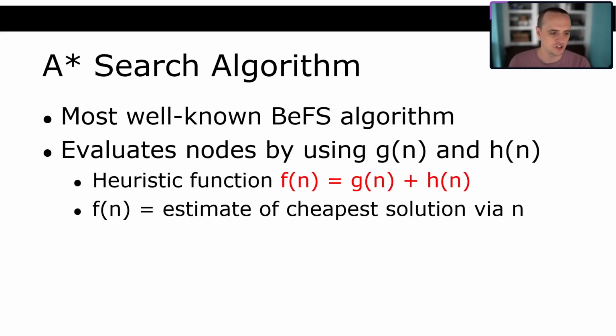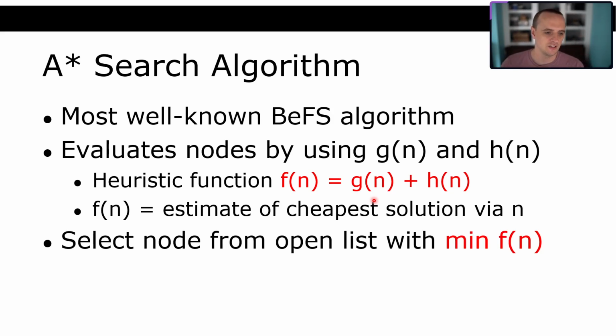Let's go back to the slides. What the A star search algorithm is going to do is use the function F of N equals G of N plus H of N. So it's the cost that we've come so far plus the estimate that we have to the goal. F of N is the estimate of the cheapest solution of any path to the goal via N. That means I've come this far, and F of N represents what I think the total path cost is from here to the goal. So A star search selects the node from the open list with a minimum F of N.